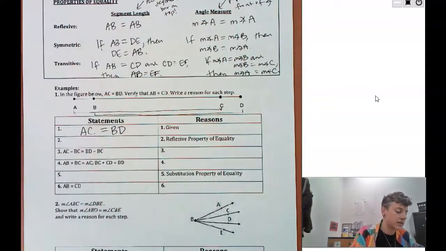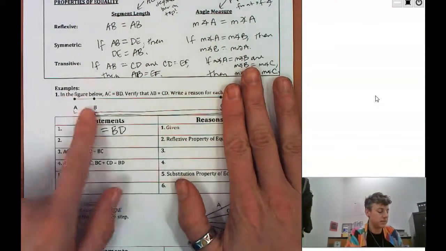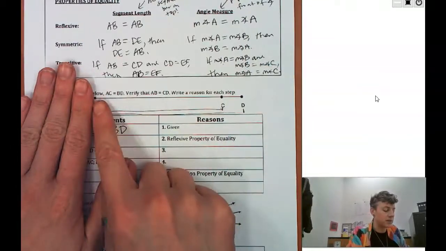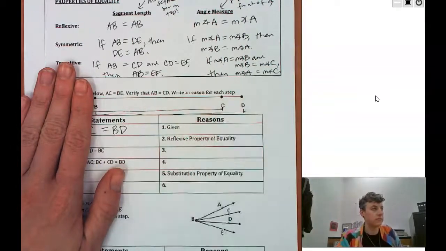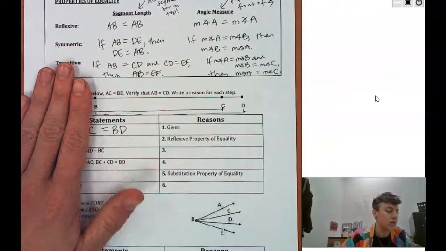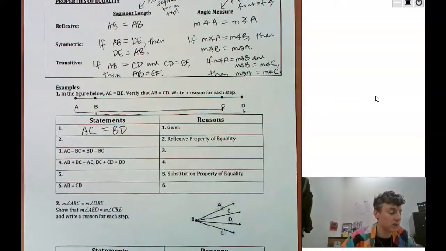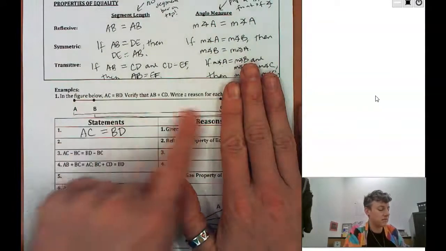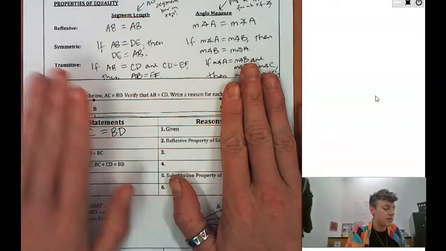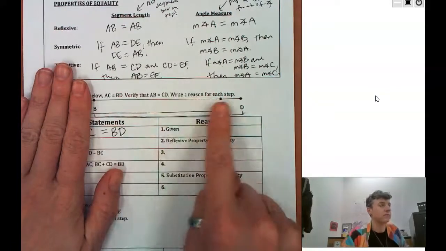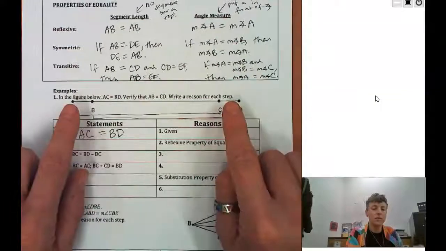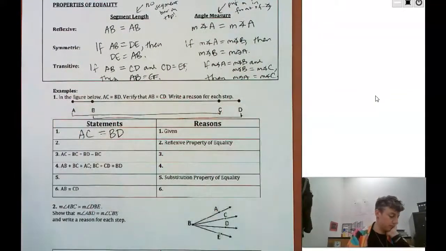So, since AC equals AB plus BC, and BD equals BC plus CD, and we know those are equal to each other, we could set AB plus BC equal to BC plus CD, and subtract off the part that is the same, and we'd be left over with those guys. So that's what we're going to do.